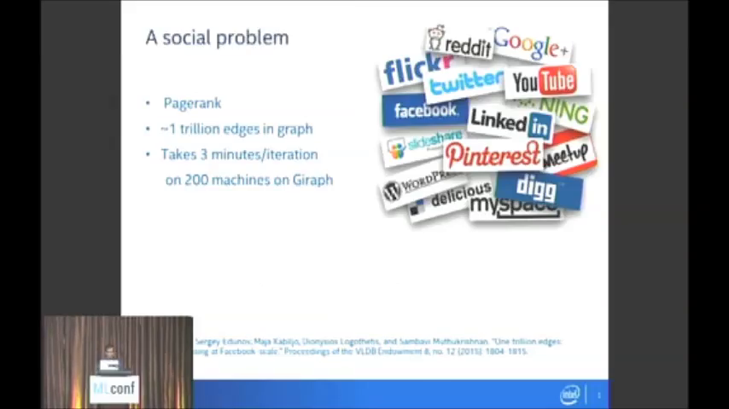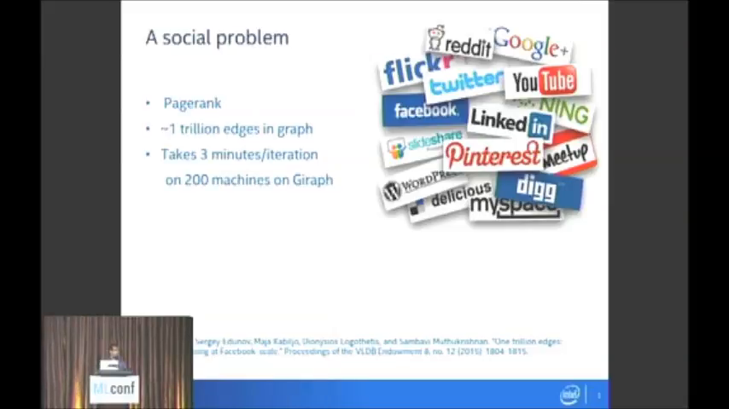Not just cybersecurity, but social networks as well. Facebook recently published this paper where they claimed that they were able to run PageRank on a trillion edge graph on 200 machines using Giraph, roughly taking 3 minutes per iteration. So assume that your PageRank converges in, say, 20 iterations. You're still going to occupy 200 machines for an hour to just run PageRank.